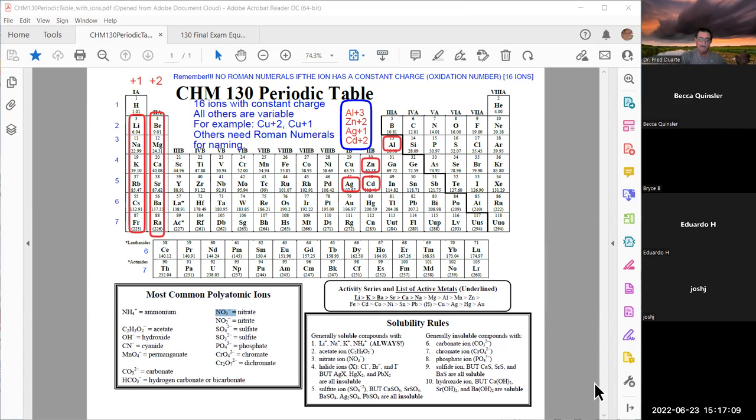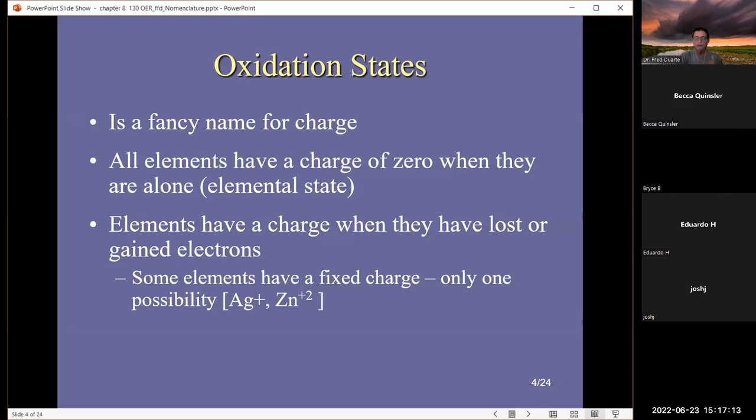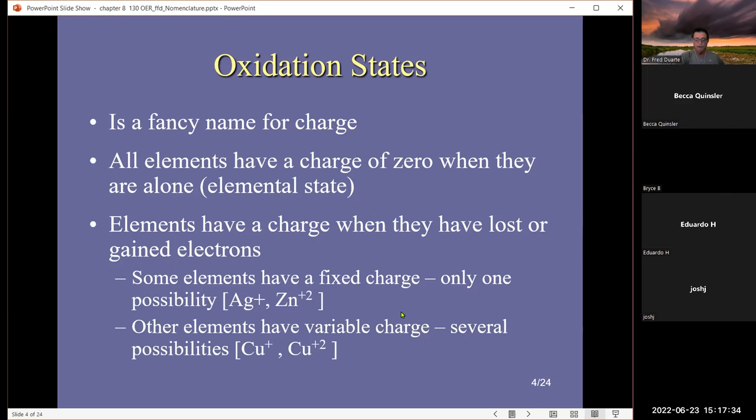And that being the case, once we know they have a fixed charge, when we name the compounds, we don't use what we're going to learn about our Roman numerals. And so sodium chloride is NaCl, strictly sodium chloride. It won't be sodium 1 chloride. So on and so forth. So that's why we need to know.